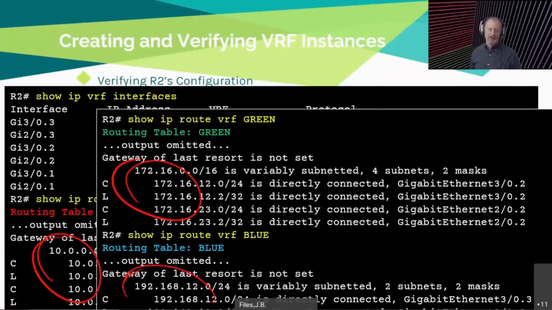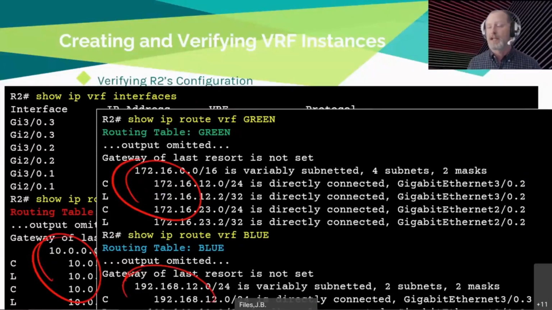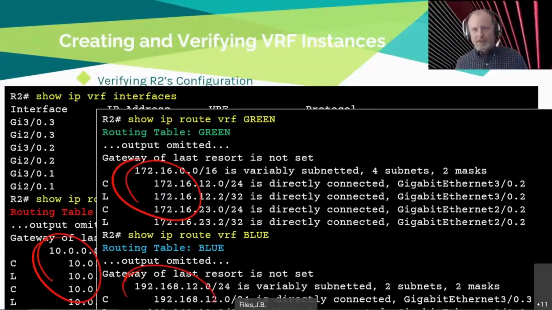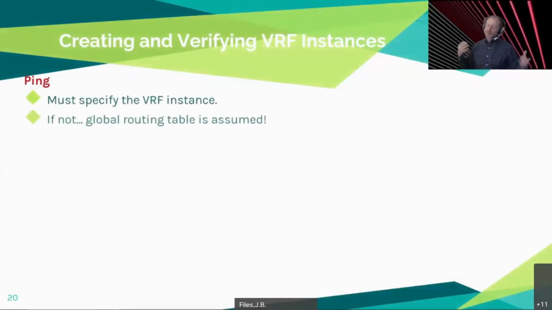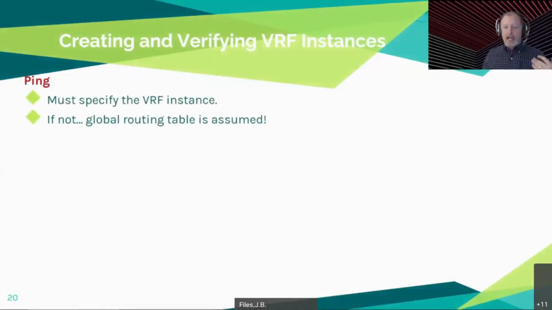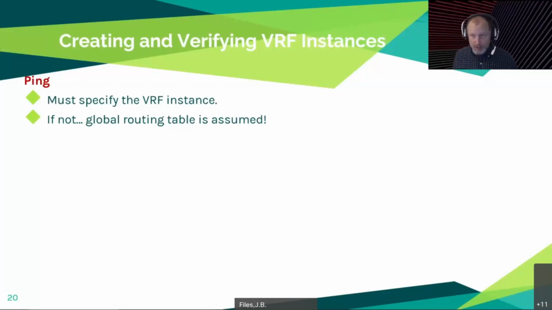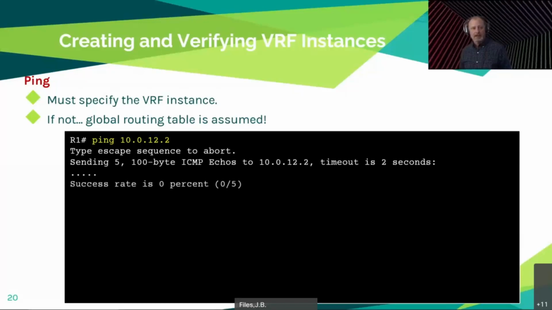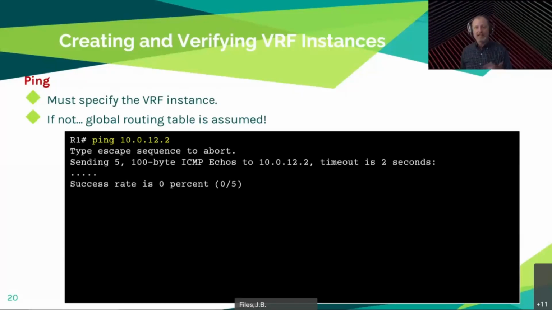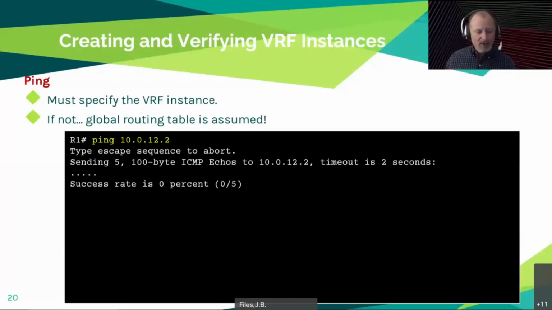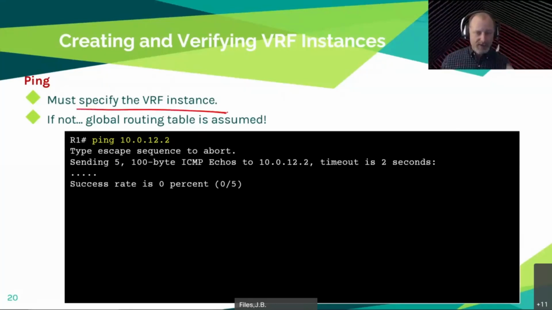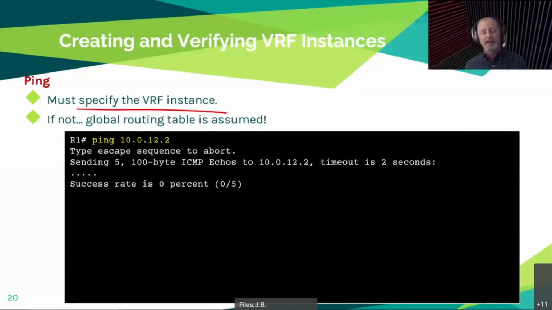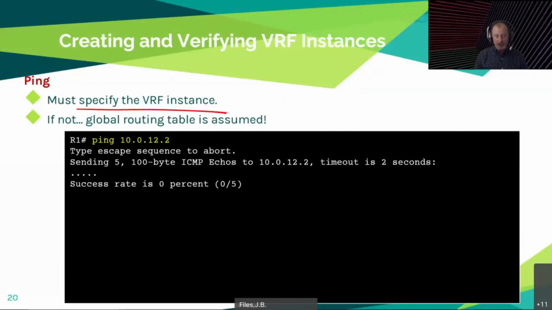So that's R2. We're not going to go through all the commands for R3. It's very similar, except R3 is going to have 3 sub interfaces and 3 physical ones, just like R1 did. Now, ping is a super useful command. But if you just issue the ping command, this is what it looks like. We're doing this on R1 and we can see it didn't work. Why? Because we have to specify the VRF instance. The global routing table is assumed, and of course we saw there's nothing there.